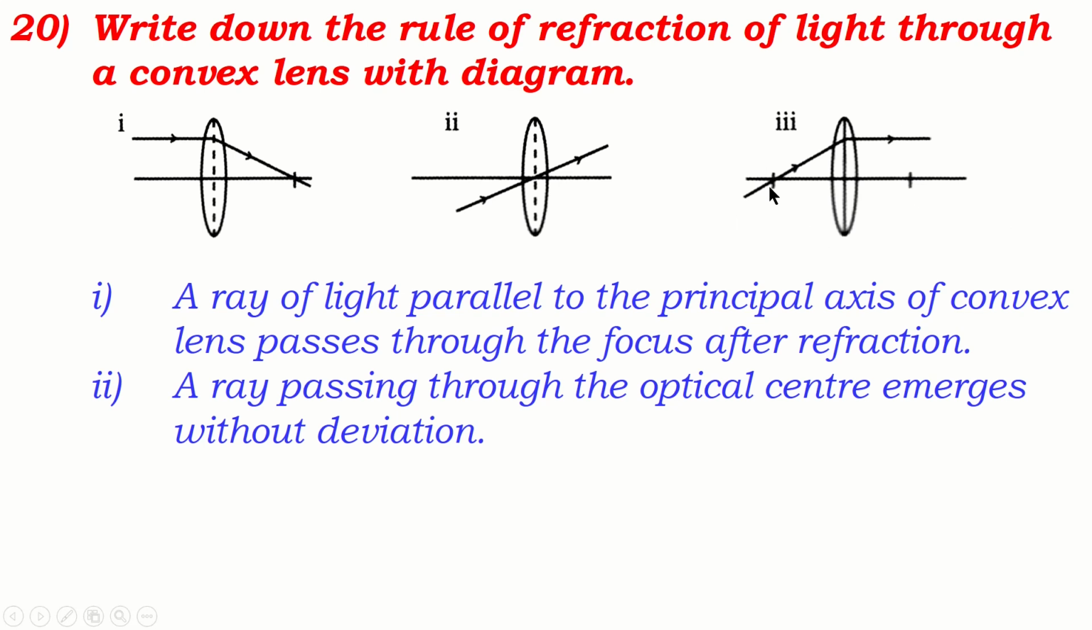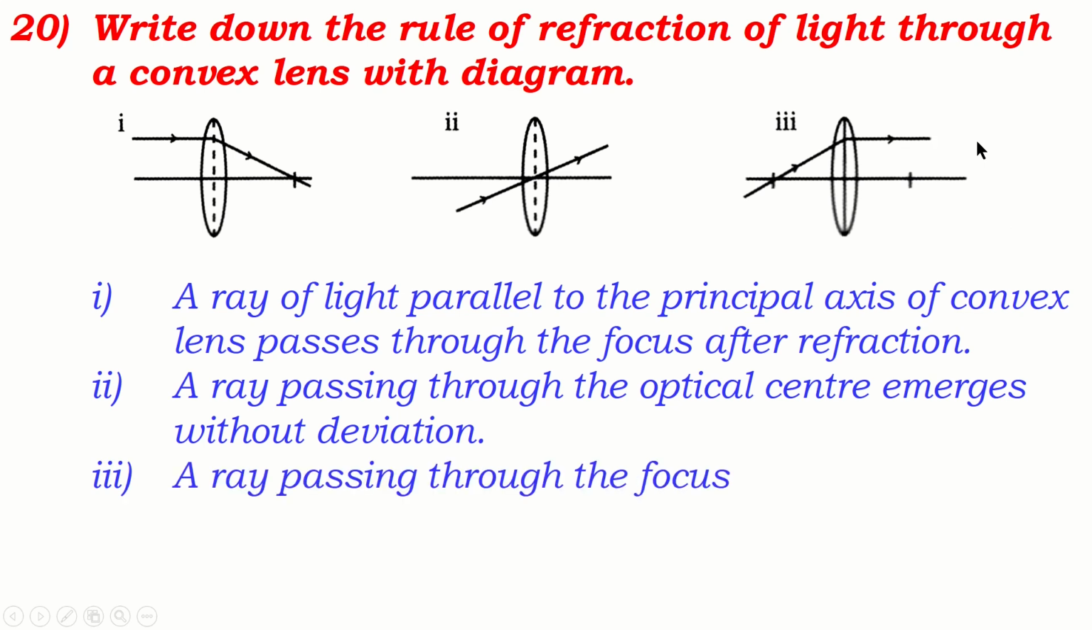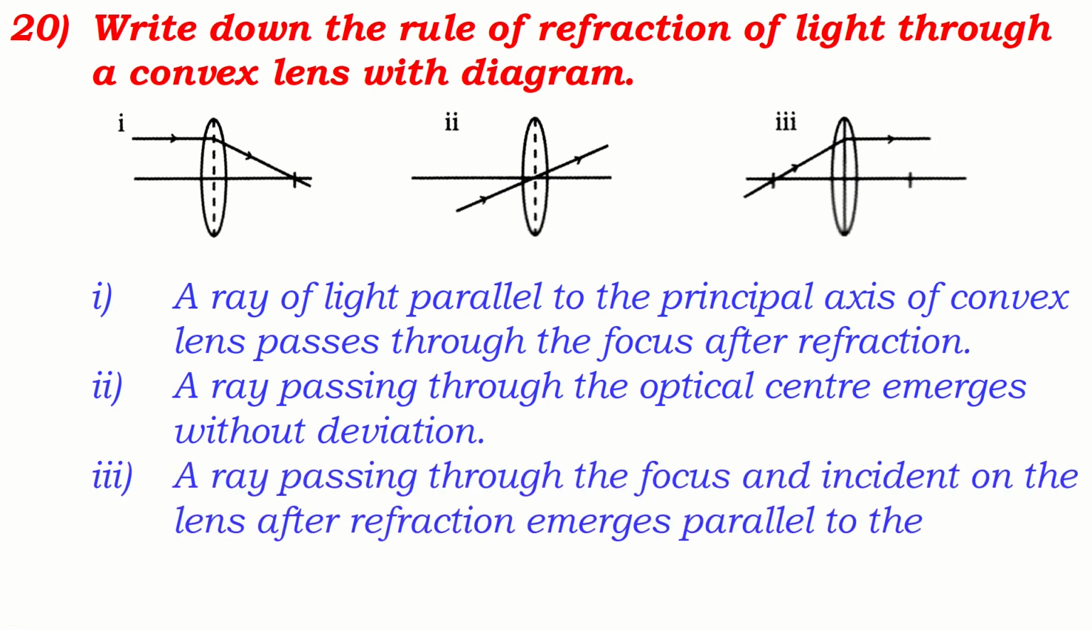A ray of light which comes through the focus and when it falls on the convex lens, it refracts parallel to the principal axis. This can be represented this way. A ray passing through the focus and incident on the lens, after refraction emerges parallel to the principal axis. This third rule is actually just the opposite of the first. That's why normally it is not used. We are using the first rule and second rule for the formation of image by a convex lens.